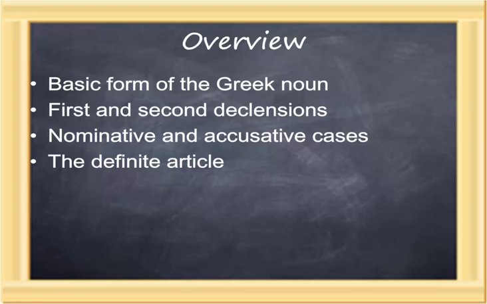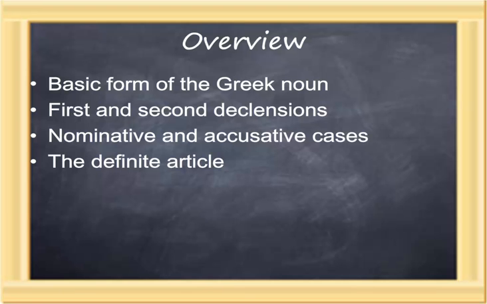We now turn to this lesson, which will look at four topics. The basic form of the Greek noun. What are its parts? How does it fit together? The first and second declensions. These are two different patterns. Some Greek words follow one pattern. Some Greek words follow another pattern. There's a third declension, but we'll get to that in a future lesson.